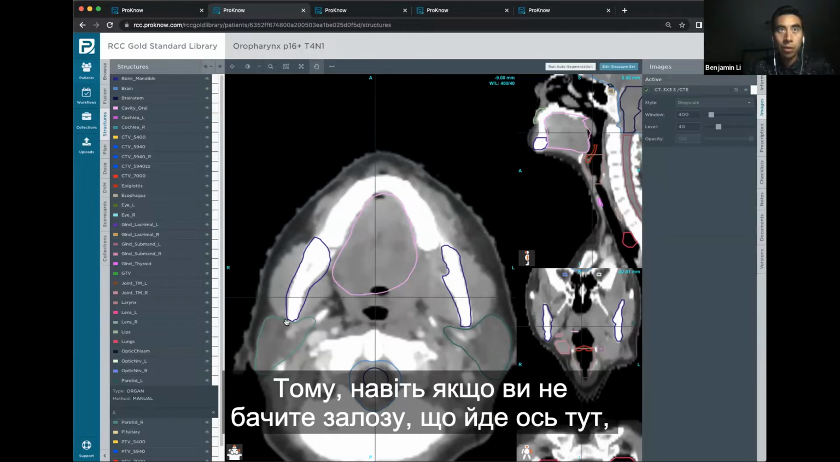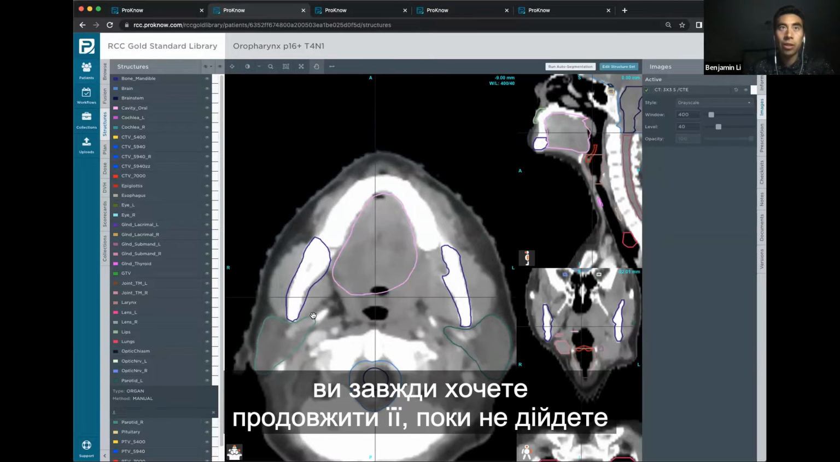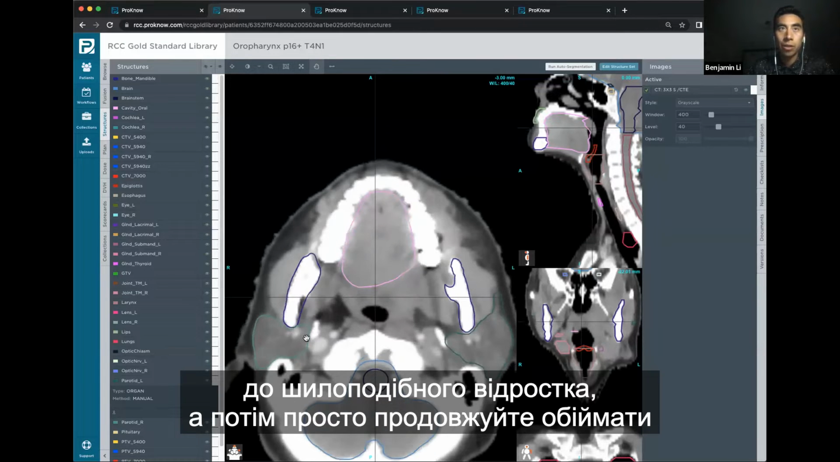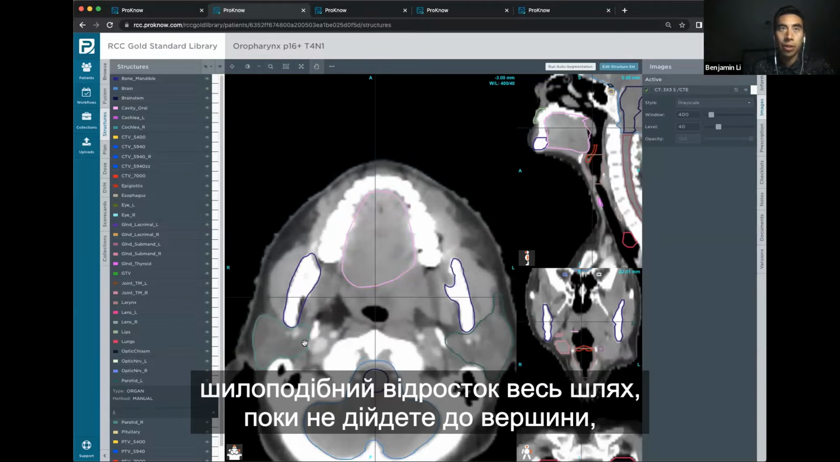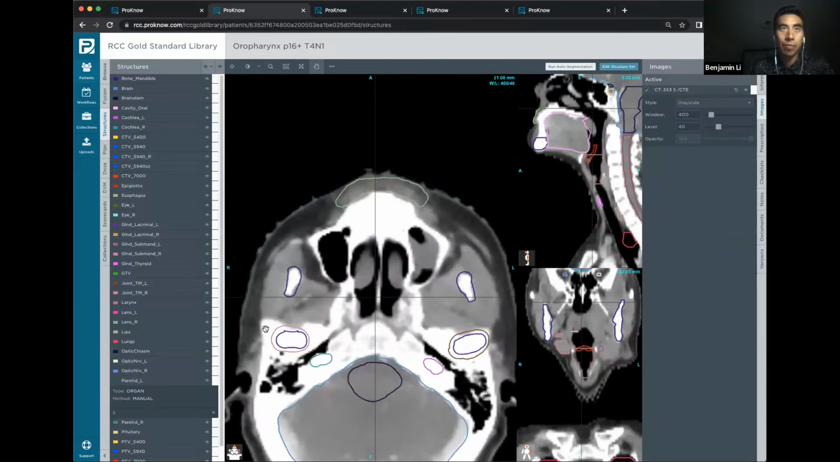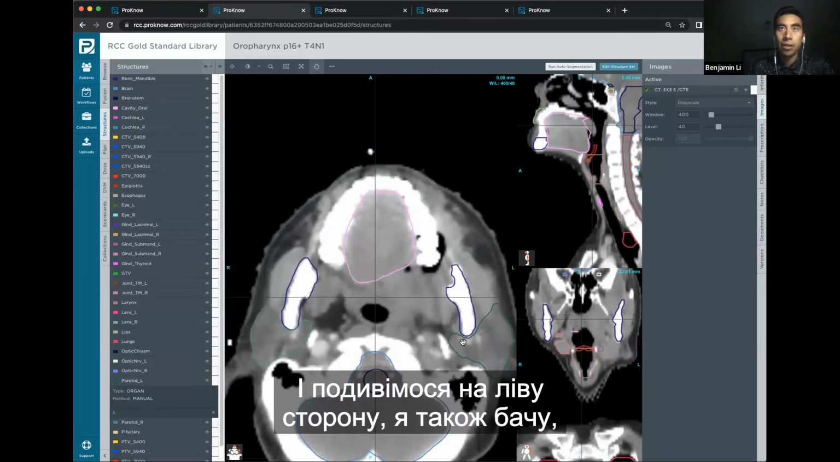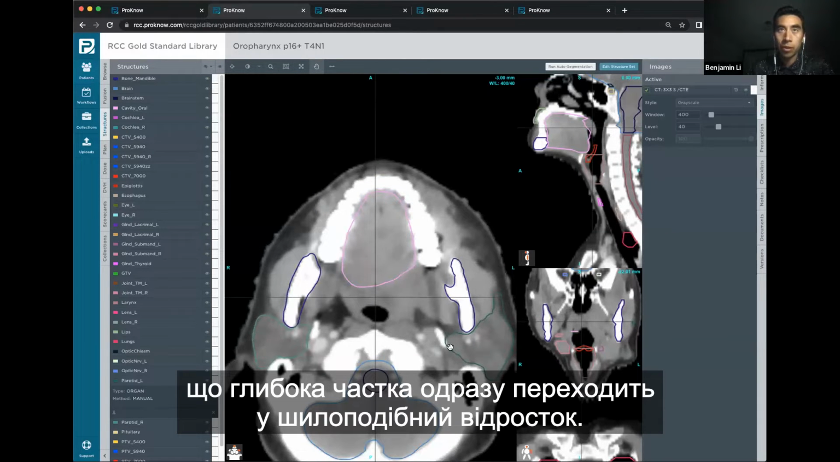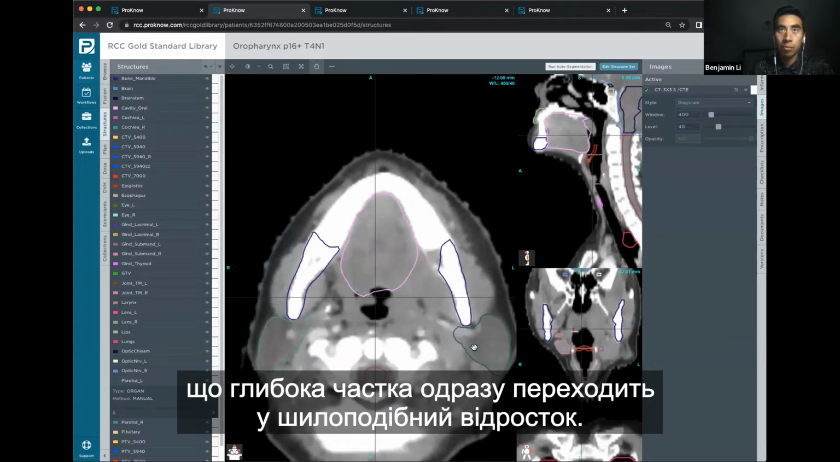So even if you don't see gland going over here, you always want to extend it until you get to the styloid process as you go up, and then just keep hugging the styloid process all the way until you get to the top where it finishes. And let's see, on the left side, I also see that the deep lobe is going to the styloid process medially.